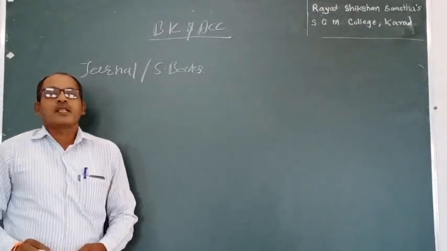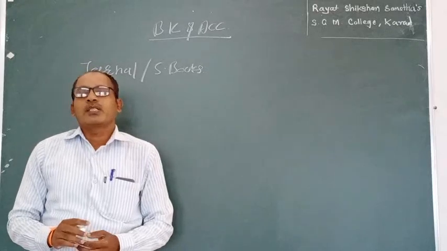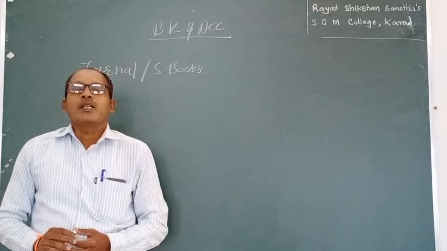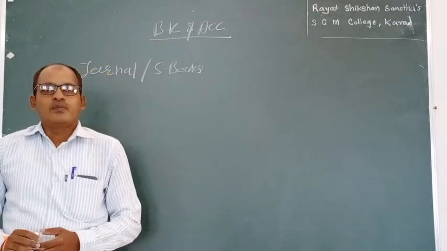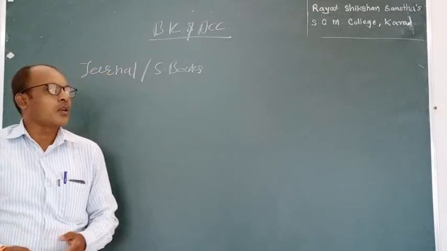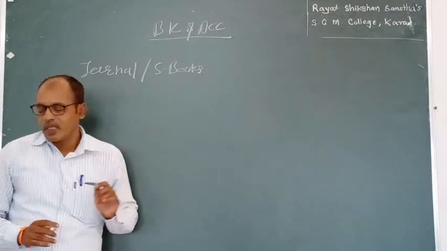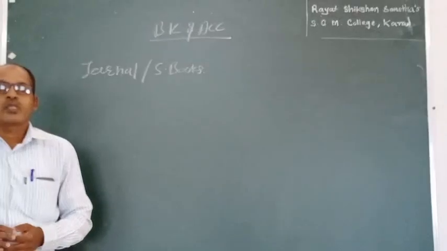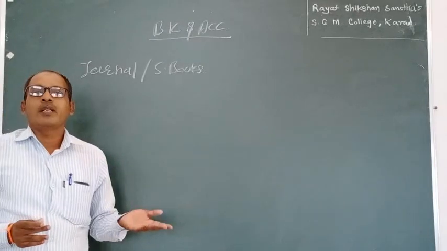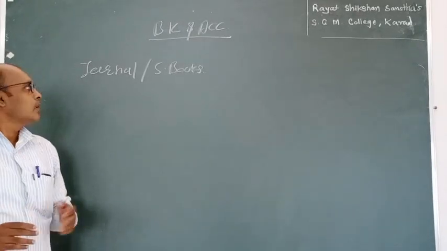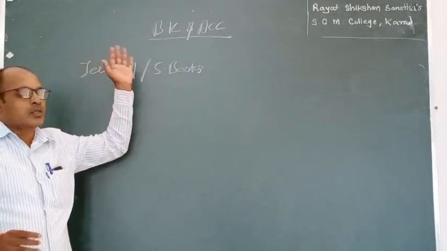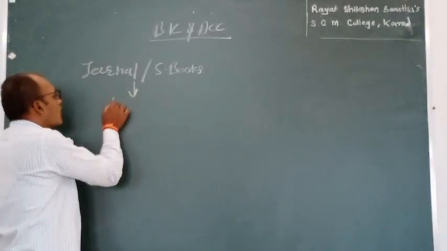Journal means all financial transactions are first recorded in a book called the journal. In small scale organizations, they maintain records in one book, called the journal. But in big scale organizations, there are more transactions, so they maintain records in separate books. These records are called subsidiary books. Then journal transactions posted to related accounts is called the ledger.